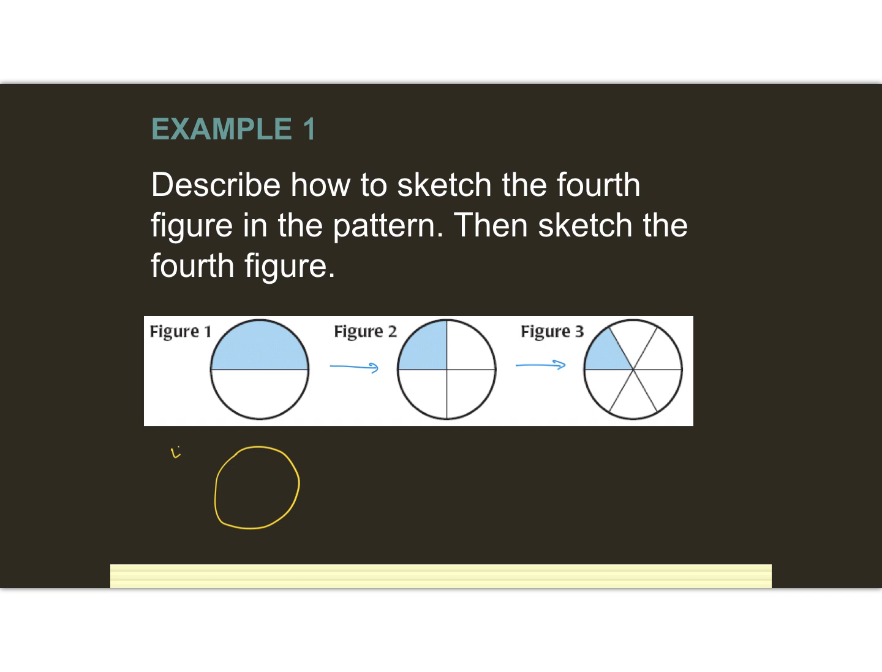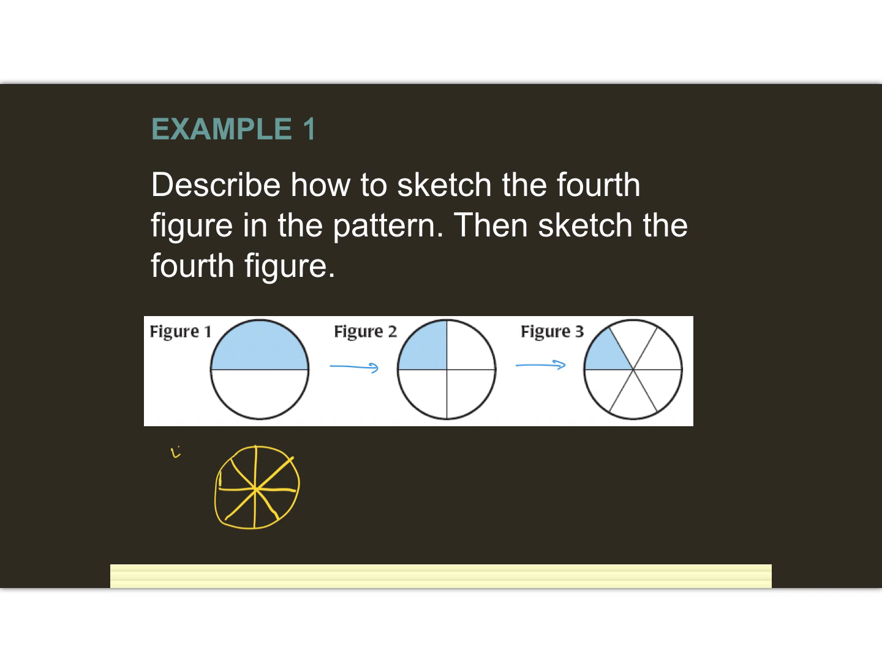And in this case, I notice that I start with one line and it's the upper half. Then I have 2 lines and it's the left quadrant. Then I make 3 lines, break it into 6 pieces, and it's that left upper side again. And so based on that, I think the pattern is to add a line each time. So now I'm going to have 4 lines.